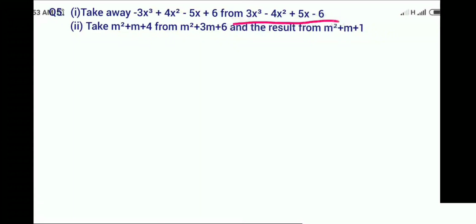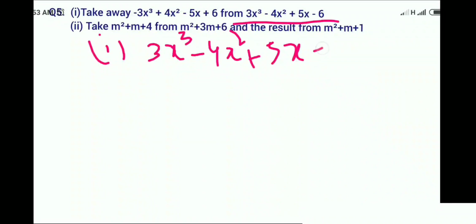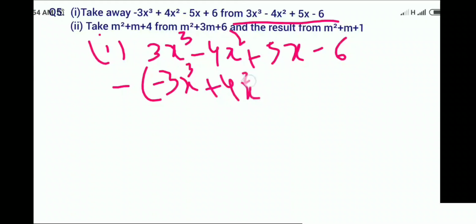Let's do it. 3x cube minus 4x square plus 5x minus 6. First, keep the equation inside bracket because we are going to subtract and we need to change the signs also. The minus 3x cube plus 4x square minus 5x plus 6.